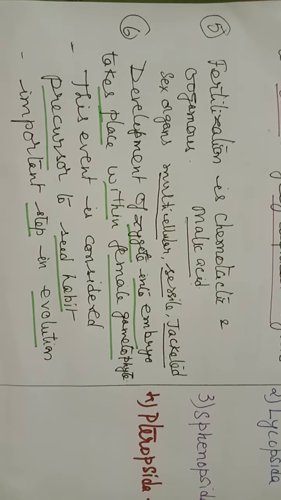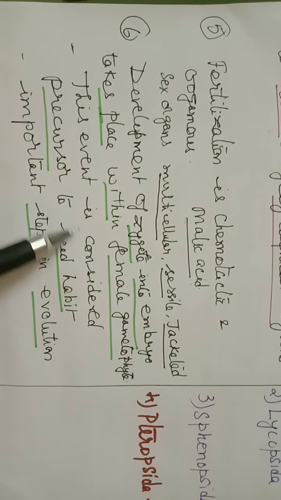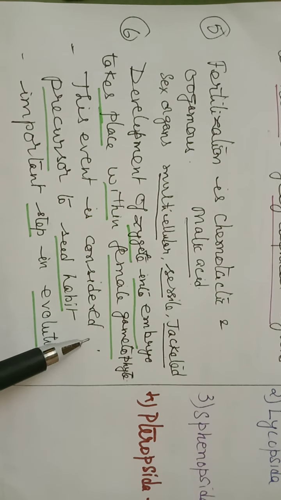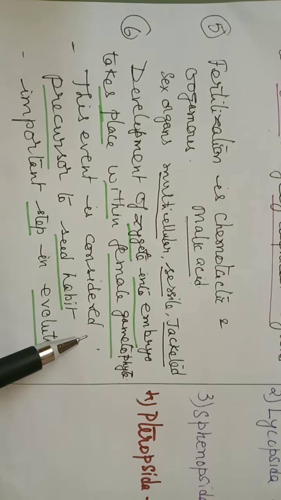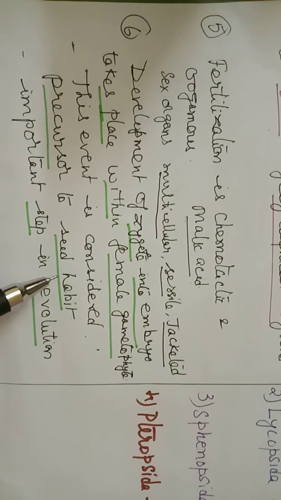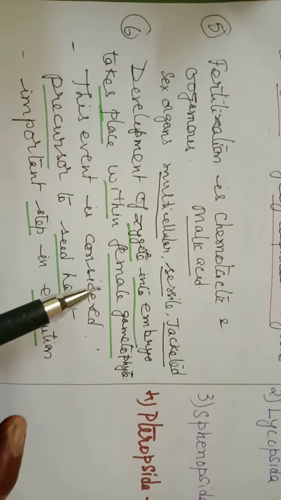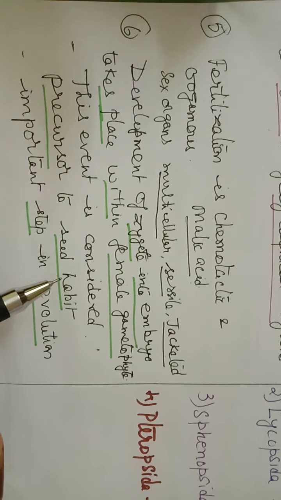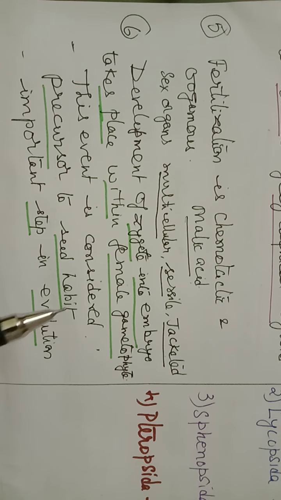Now the next point, again very important from the NEET point of view: development of the zygote into an embryo takes place within the female gametophyte. The female gametophyte here is called the archegonium. The archegonium is divided into neck and venter. In the venter portion, the egg cell is present, which fuses with the male gamete, and the zygote is formed inside the venter. So the zygote develops into an embryo inside the venter, and this event is considered a precursor to the seed habit.